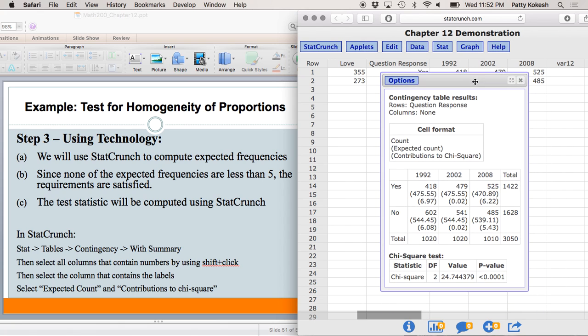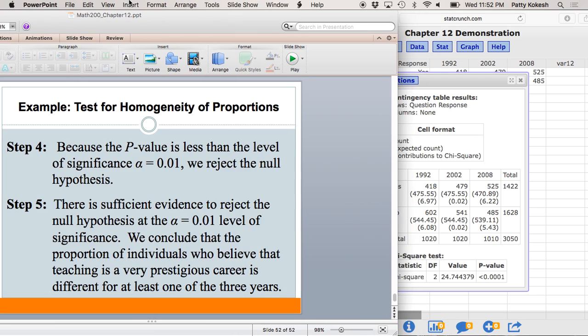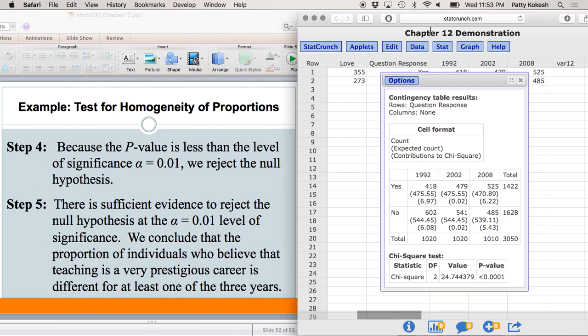What you'll see is that we end up with a chi-squared statistic of 24.7, which corresponds to a p-value that's very, very small. If I go back here for a minute, I can decide that I should reject the null hypothesis, and I would say that there is sufficient evidence at the 0.01 level to conclude that the proportion of individuals who believe that teaching is a very prestigious career is different for at least one of the 3 years. And if we look at our contributions to our chi-squared value, we have some large contributions. 6.97 over here and the 6.22 are the largest contributions.